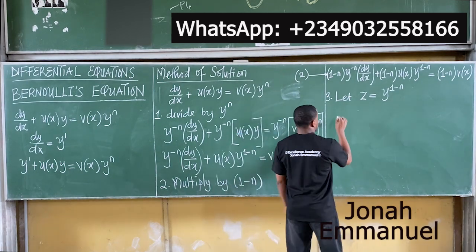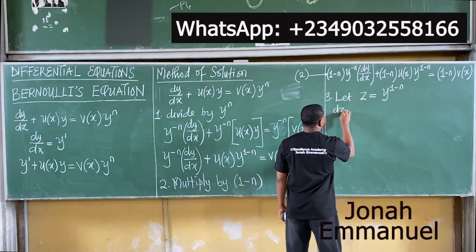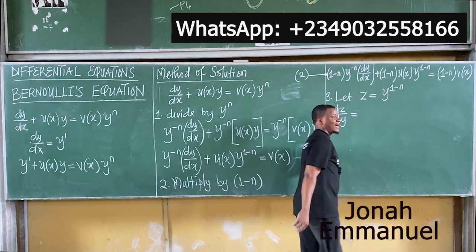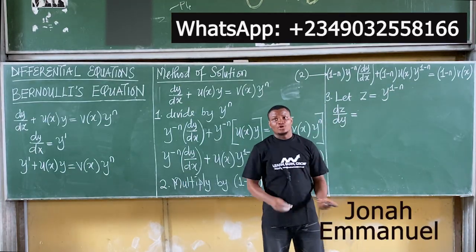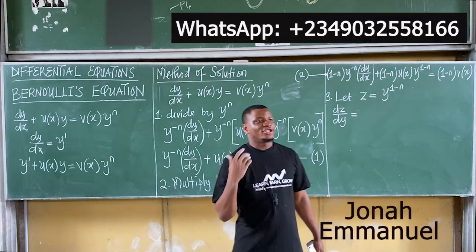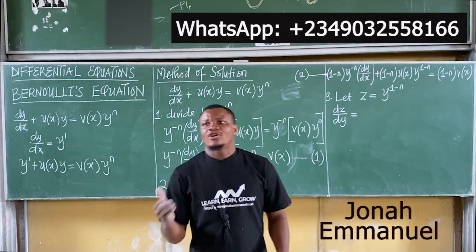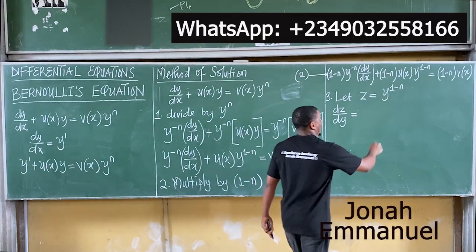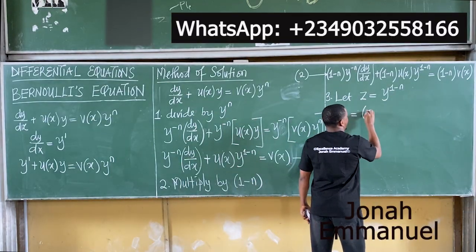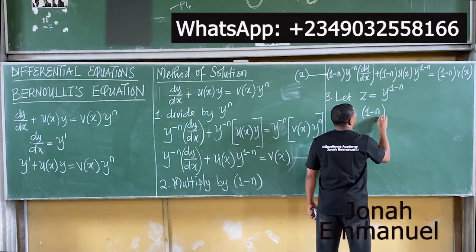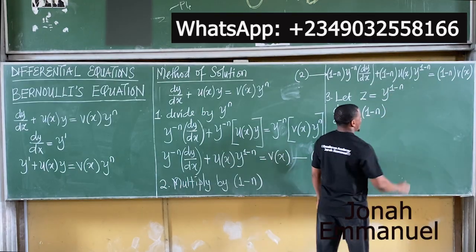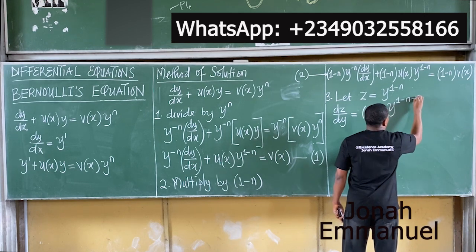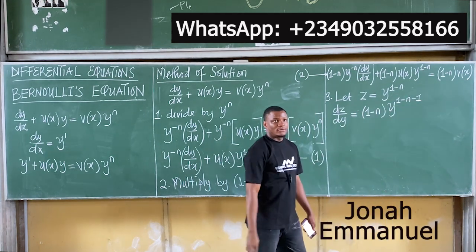Now from here, please, what would be dz dy? Differentiate this. How do you differentiate this one here? For this, would you use the power method or the general method of differentiation? What's the concept there? Multiply by the power, subtract 1. What's my power here? 1 minus n. So it becomes multiply by the power, 1 minus n, subtract 1 from the power, it becomes y to the power 1 minus n, then minus 1.